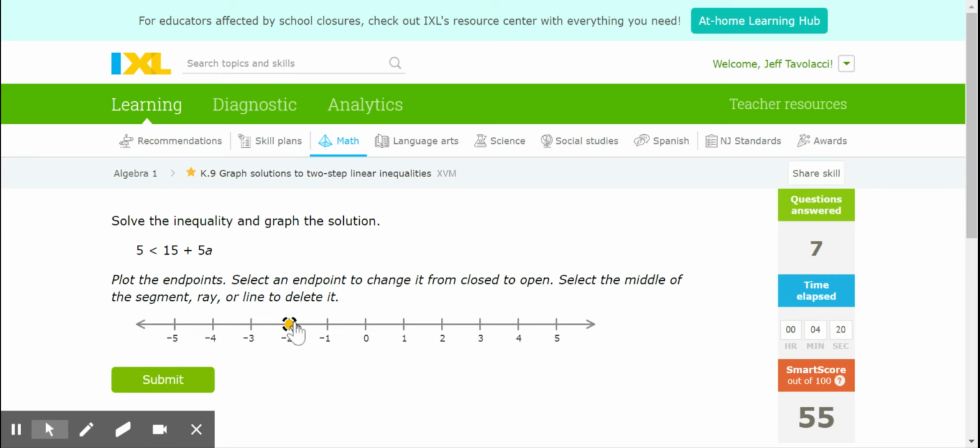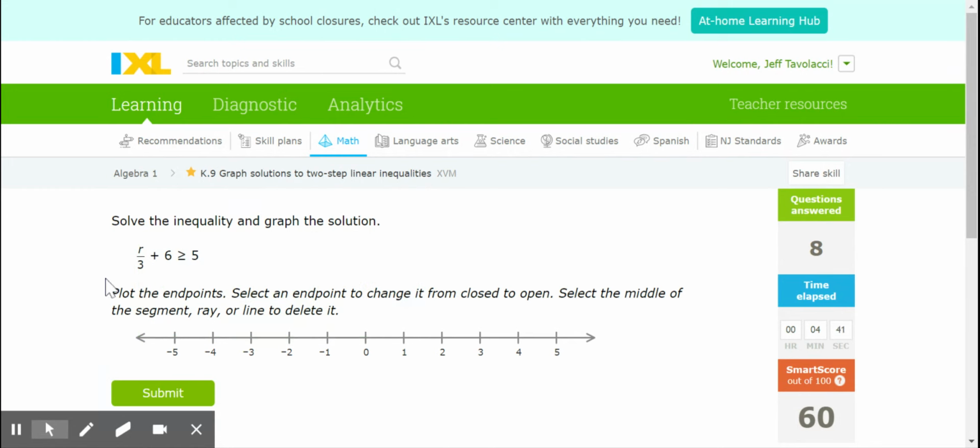So I'm going to go to negative 2 with my boundary. Remember, a's got to be greater than, but not equal to. So I'll double click it to open up the circle. We want greater than because negative 2 is less than a, which means a must be greater than negative 2.